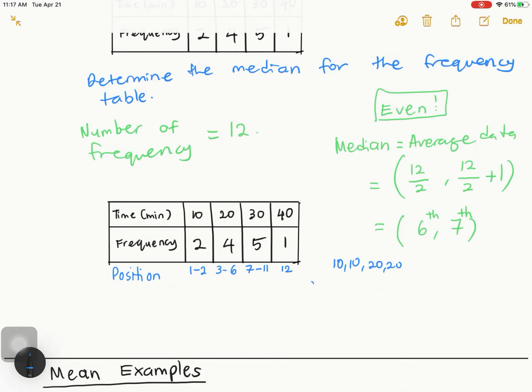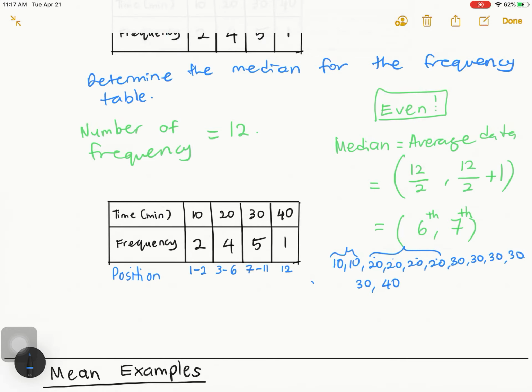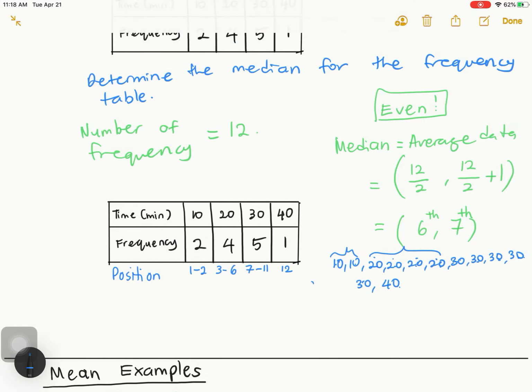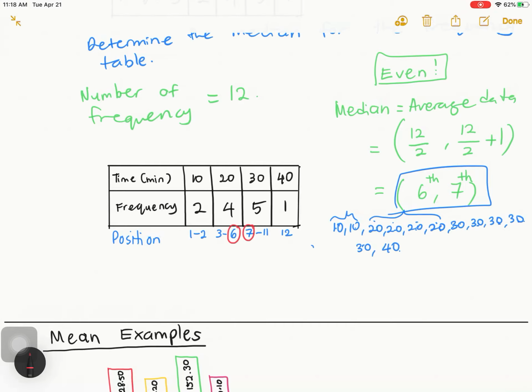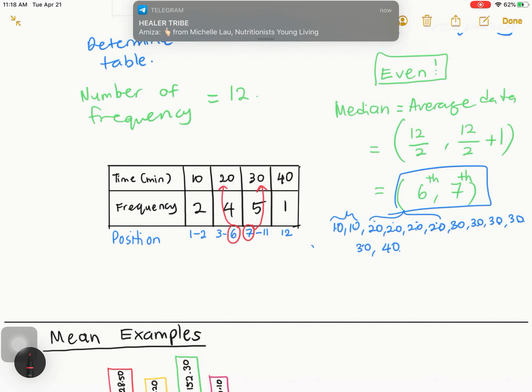Okay, first and second, so 20 we got 4, so 1, 2, 3, 4. 30 we got 5, 1, 2, 3, 4, 5, and 40 we got 1. So first, second, third, fourth, up to 12. Because it's situated at 6 and 7, the data is in between position 6 and 7. If you see 6 and 7, it's located here at time 30 minutes and time 20 minutes.